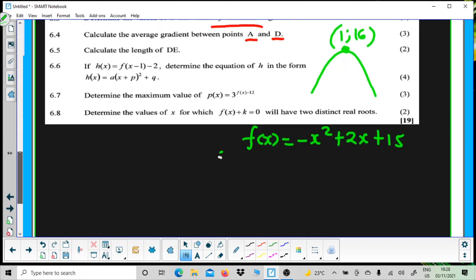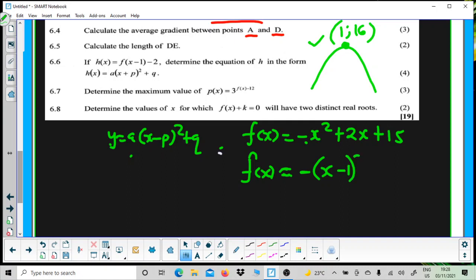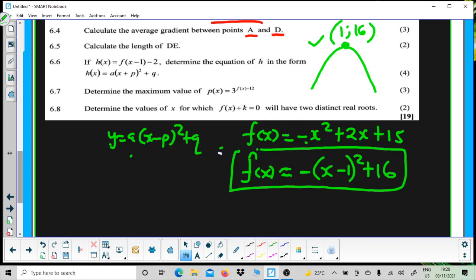Here is what I want you to be able to do all the time when we are faced with such problems. So write this particular one in that form. If you want to write function of x in this form that says y is equal to a(x minus p) squared plus q, for function of x first, I'm not answering the question yet. I'm going to say a doesn't change. This a here, can you see it is -1? Even when we go to that one, it will still be -1. But you use that p value up there. So you're going to say -(x minus 1) squared plus 16. This is function of x in this form.